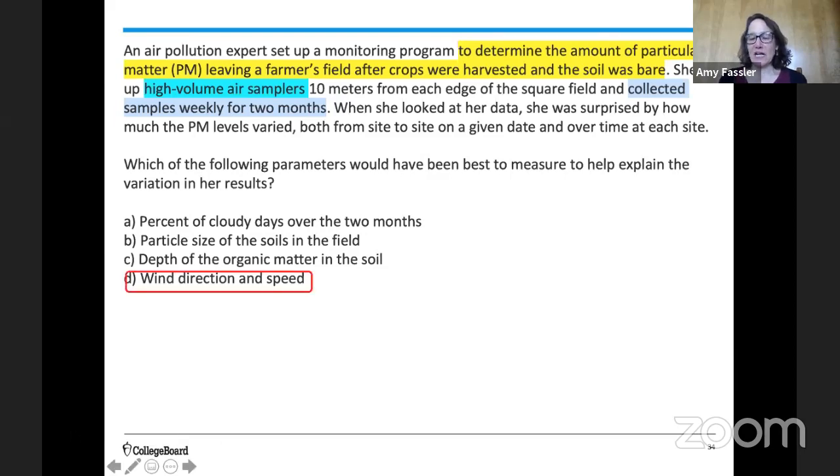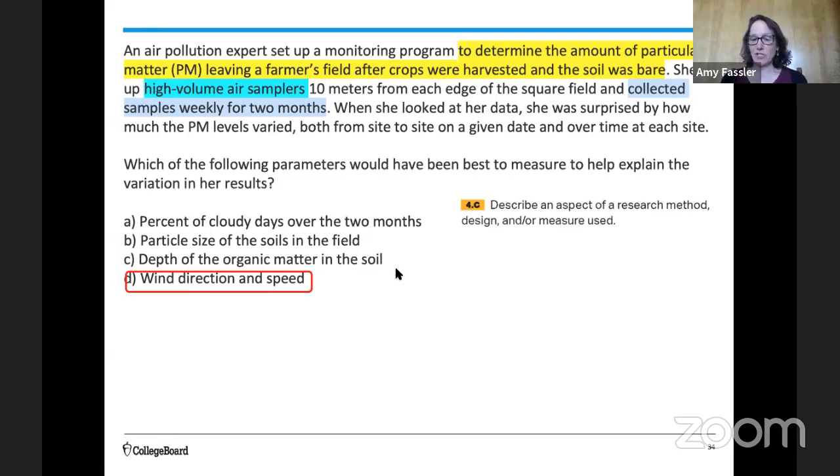And hopefully you selected wind direction and speed. That's going to influence how much of that particulate matter blew off and was collected by her air collection sampling device. The next thing I want to do is take a look at the parts of the description that I've highlighted and use this as a good opportunity to talk about experimental design.